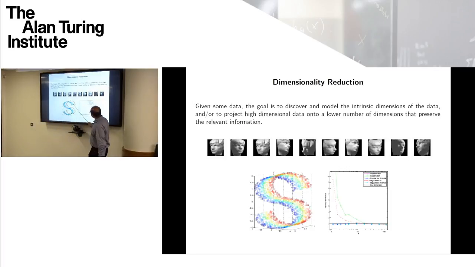This is indicated by diagrams like this, where you have a lot of data and it lives on some low-dimensional manifold in some high-dimensional space. It's very hard to plot this because I can't plot more than 2 dimensions on the screen. So that's dimensionality reduction, trying to discover that underlying dimension.